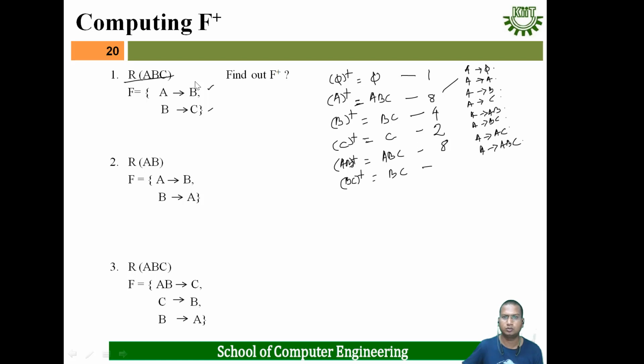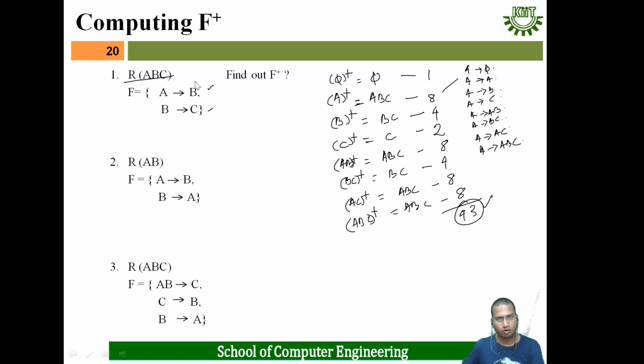BC only, then 2, that means 2 to the power 2 is equal to 4 functional dependencies are possible. Then your AC closure will be your ABC, 3, that means 8 functional dependencies are possible. Then you will take combination of 2, we have completed; the combination of 3, ABC closure will be your ABC, that means 8. Total how many number of functional dependencies are possible here? Total 43 number of functional dependencies are possible in this case.